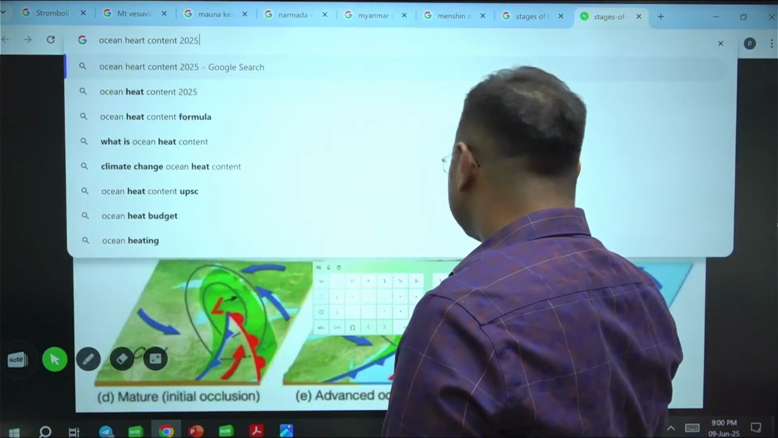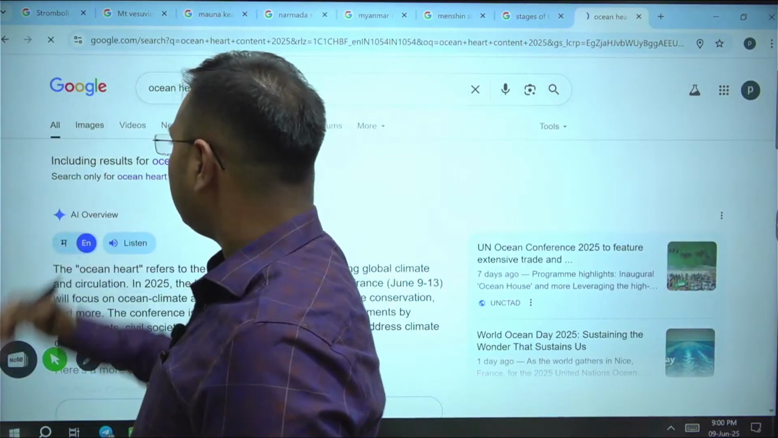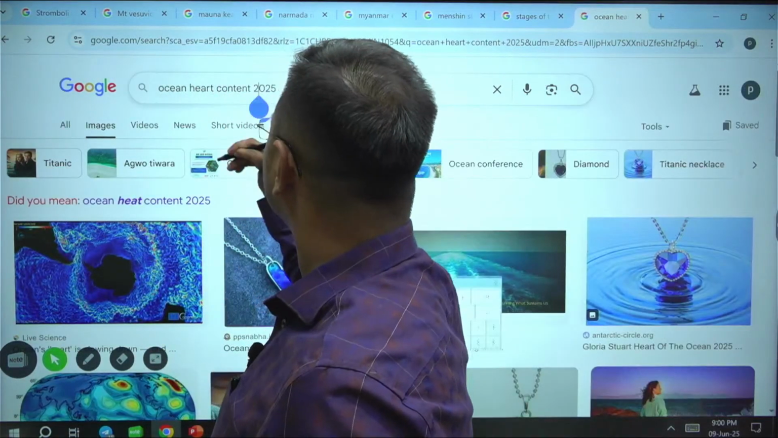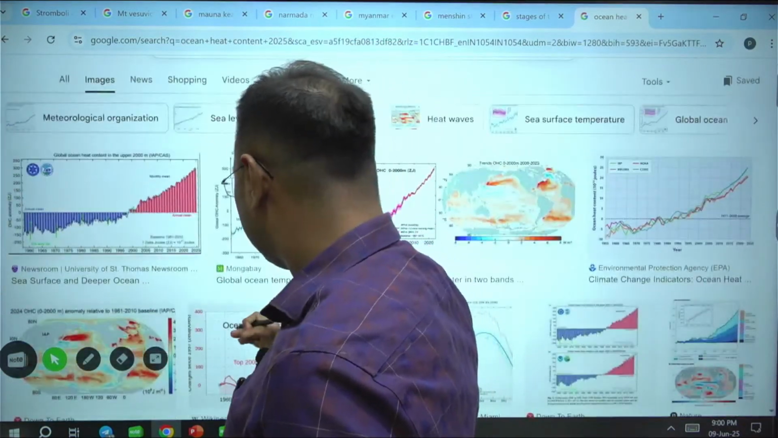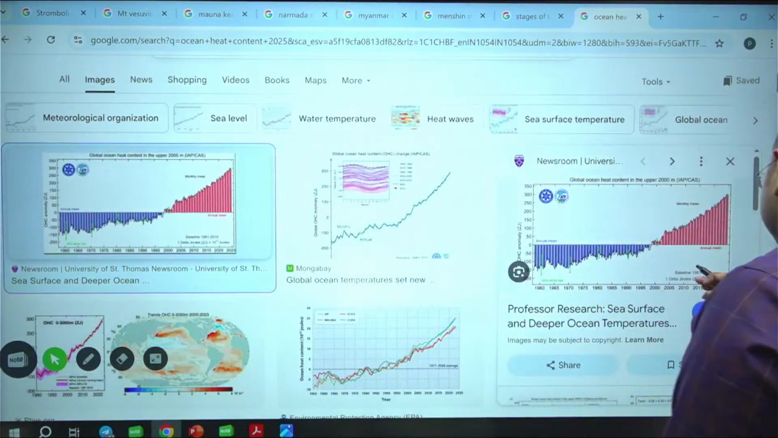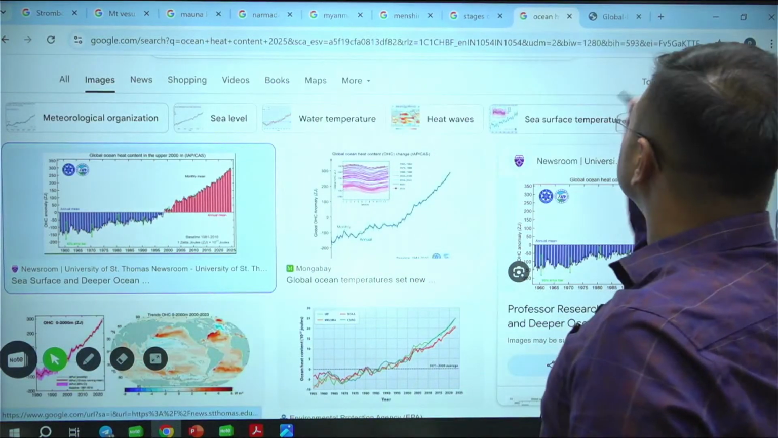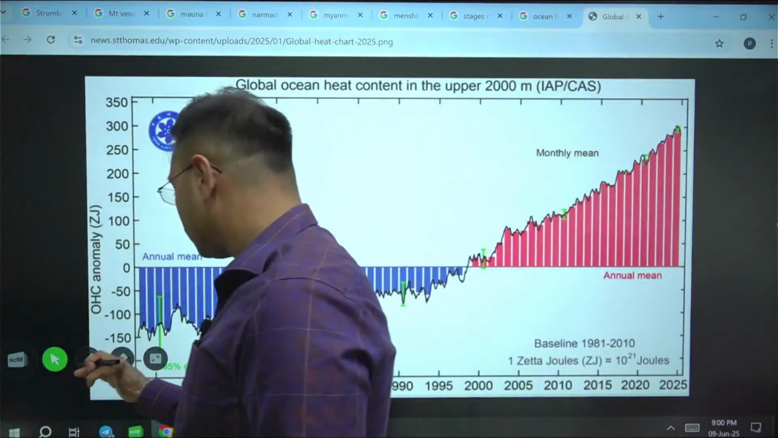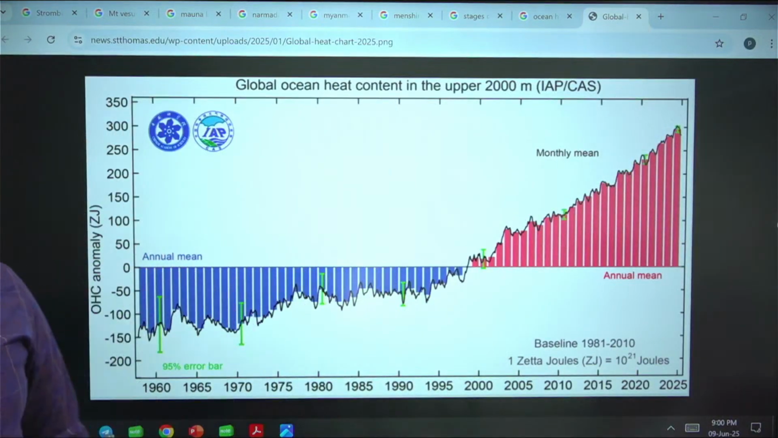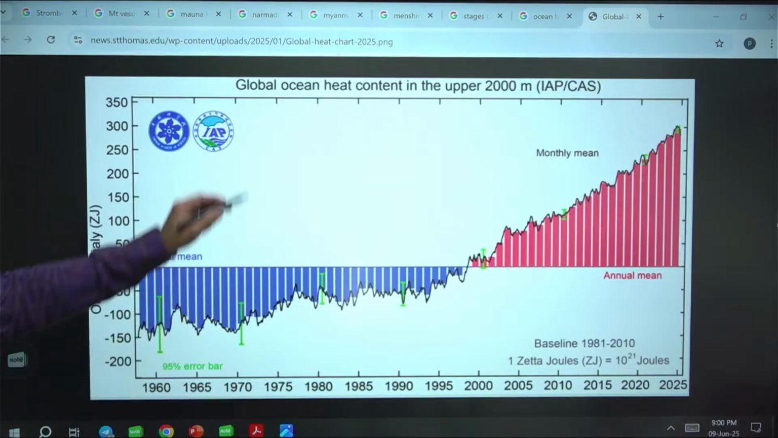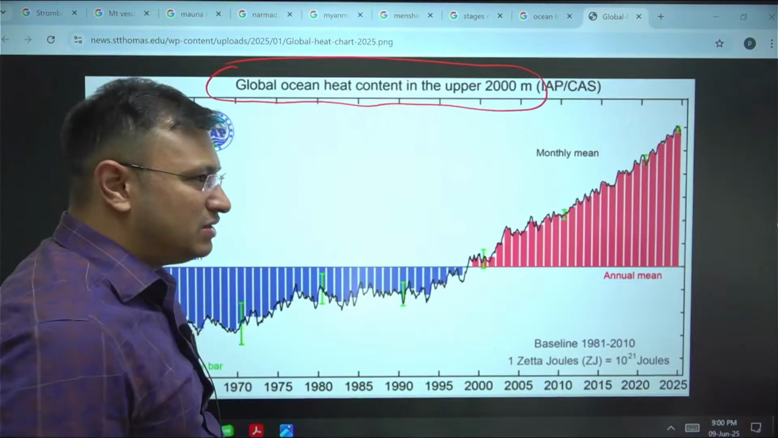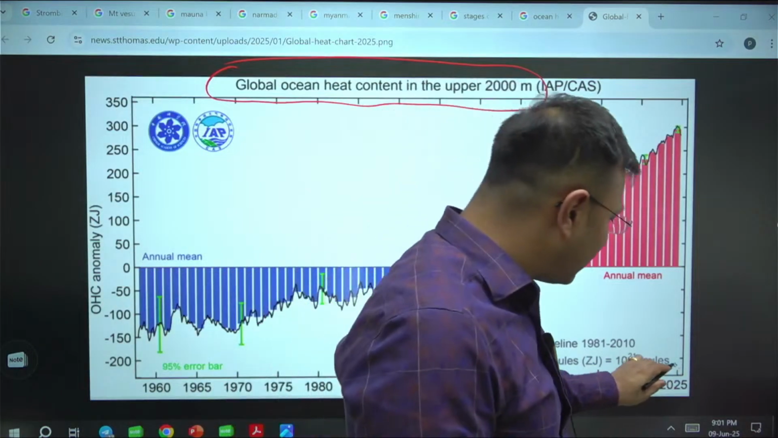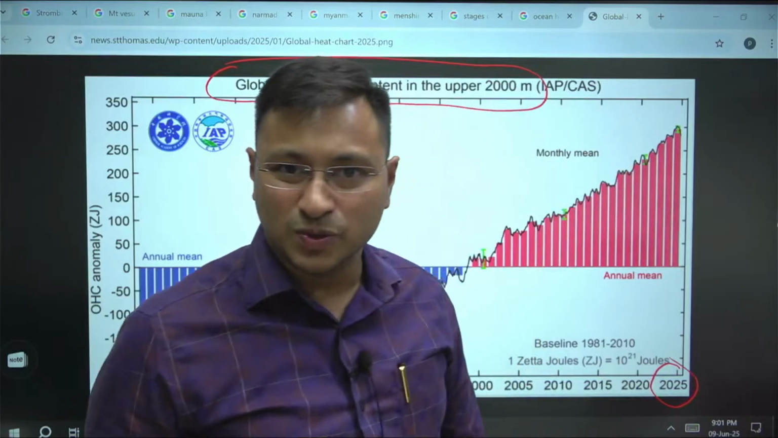So this is basically the data given by NOAA, National Oceanic and Atmospheric Administration, which works under NASA. So I'm giving you very recent data. Please understand, appreciate this, and you can utilize it in this year's mains also. Those of you who will be writing the answers, try to understand this data very clearly. So this is your global ocean heat content in the upper 2000 meters. Please understand that this is very recent data of 2025 also.